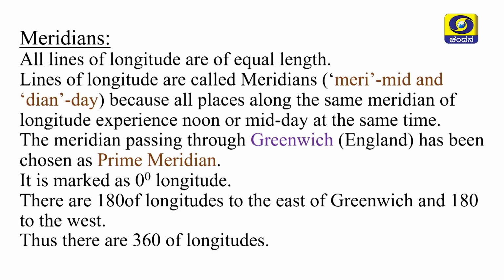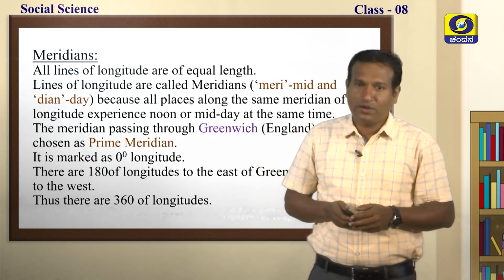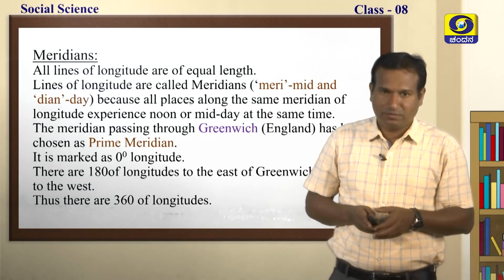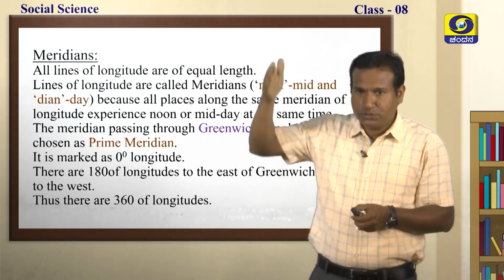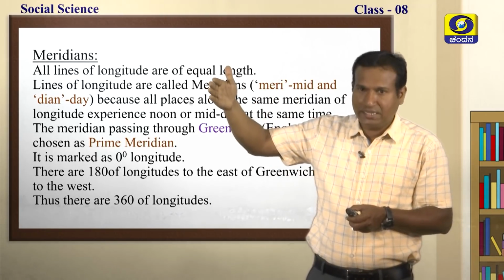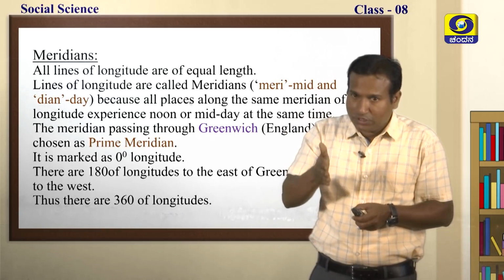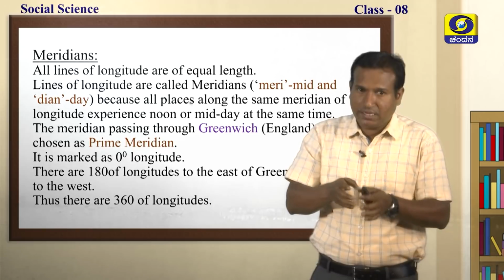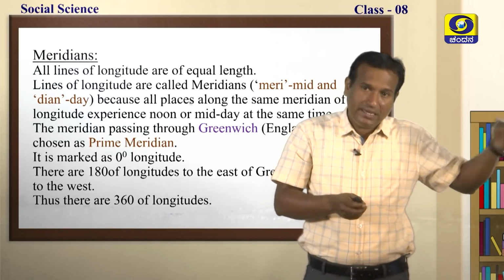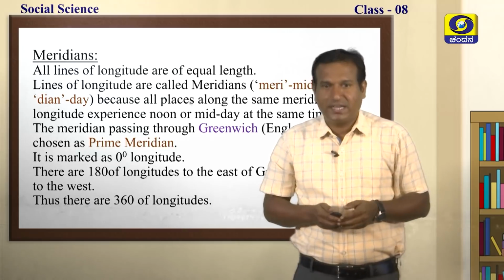Totally there are 360 longitudes. Totally how many longitudes are there? 360. From the prime meridian, if you move toward the east, how many longitudes can we find? 180. From the prime meridian, or the Greenwich meridian, how many longitudes are there in the east? Of course, 180.